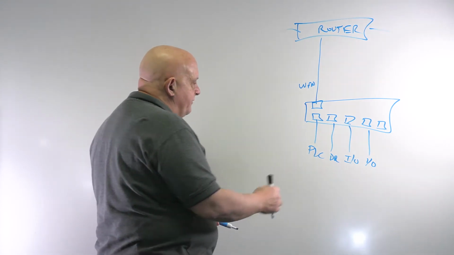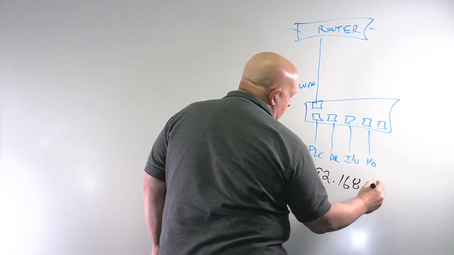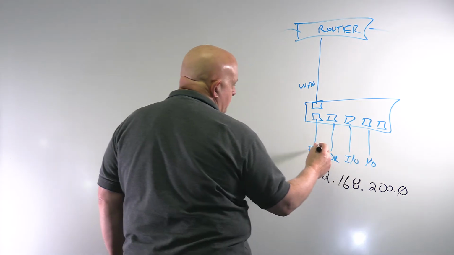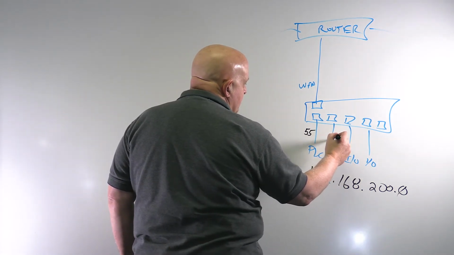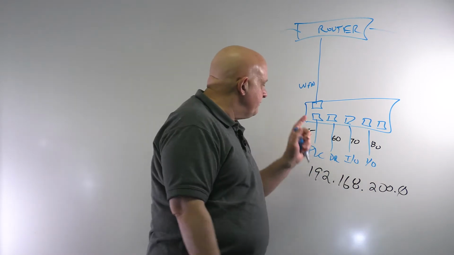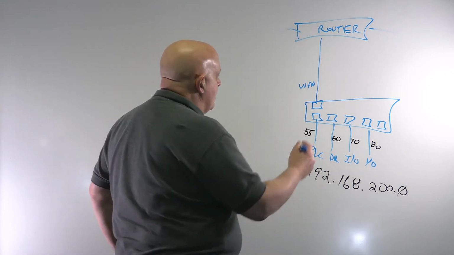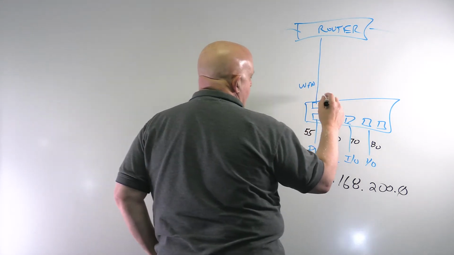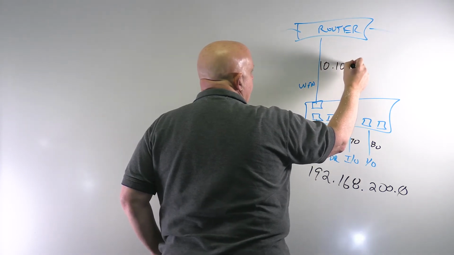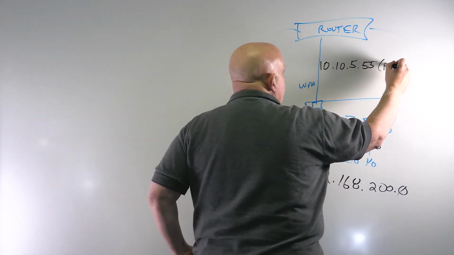So let's say that all of these devices in this machine are 192.168.200.0. I'll just put 0 here because the PLC maybe is 55, and the drive is 60, and this is 70 and 80 and whatnot. So the PLC is 192.168.200.55. But we need to give it an address that's going to work out on that side. So we're going to tell this switch, take this PLC and give it an address of 10.10.5.55. That's the PLC's address out here.